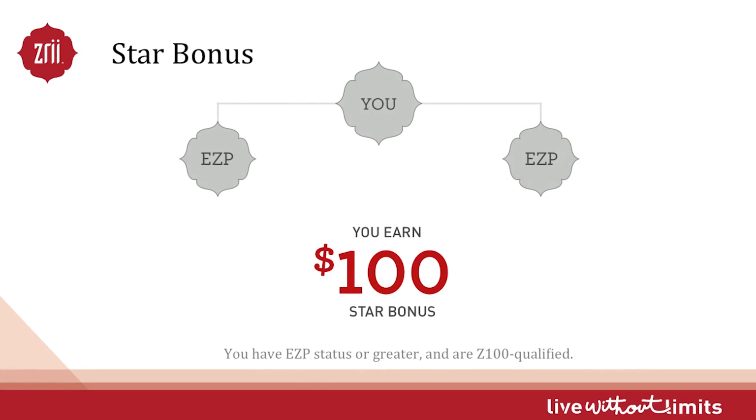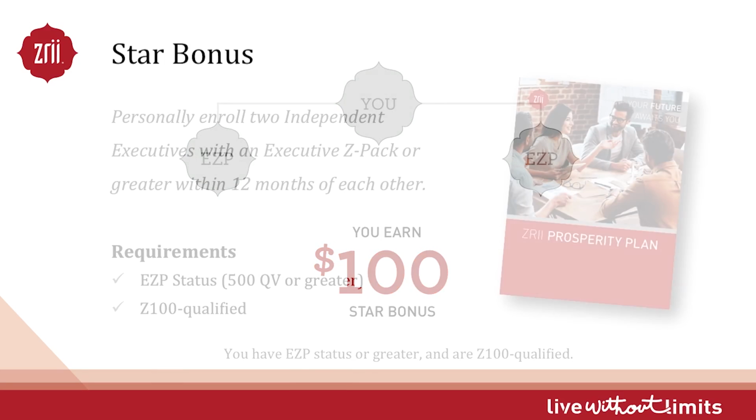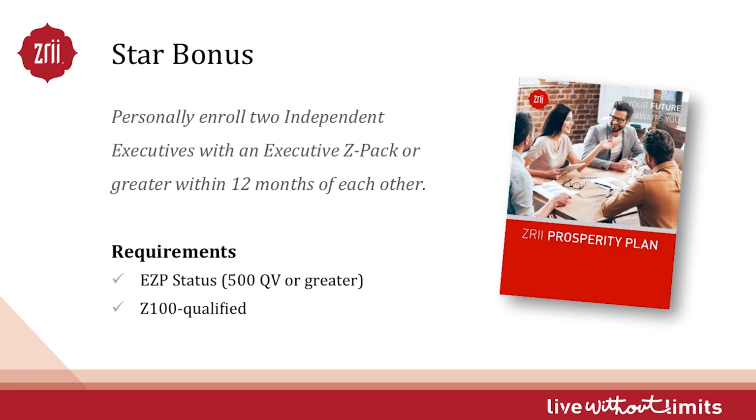The second bonus you'll want to know about for the Power of Two system is called the Star Bonus. The Star Bonus is extremely simple. Every time you personally enroll 2 new independent executives on an Executive Z-Pack or greater within 12 months of each other, you earn $100. This is in addition to the first order bonus that you just learned about and any team commissions you're eligible to receive. Remember, to earn the Star Bonus, you must have purchased an EZP or greater upon enrollment, or attained EZP status by purchasing at least 500 QV of Zrii products within your first 28 days, and you must be Z100 qualified.